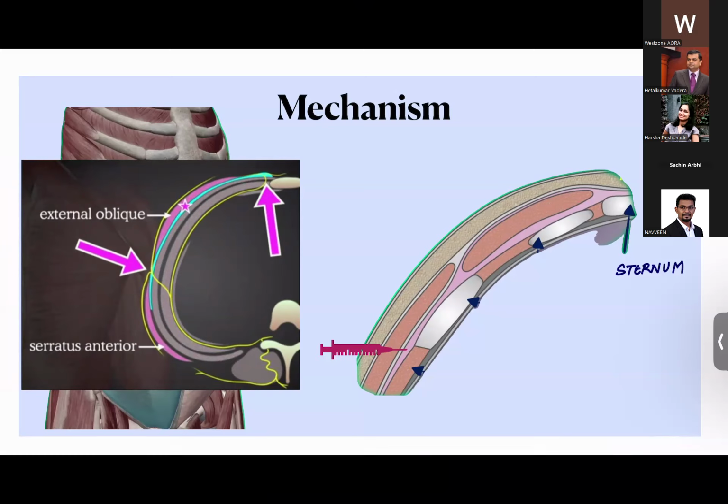So in this image, we can see the star mark is our point of injection. The local anesthetic will spread both posteriorly and anteriorly. After spreading posteriorly, it will block the lateral cutaneous branch, and after spreading anteriorly, it will block the anterior cutaneous branch.